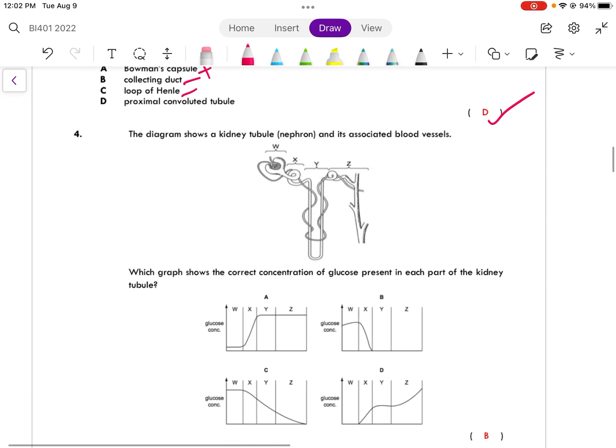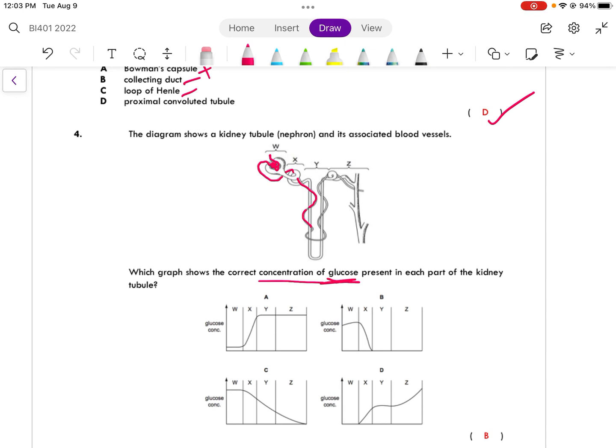Next, let's go to question 4. The diagram shows a kidney nephron tubule and its associated blood vessels. Where are the blood vessels? The blood vessel is this one over here, or this bundle, and then goes round the nephron. Which graph shows the correct concentration of glucose present in each part of the kidney?